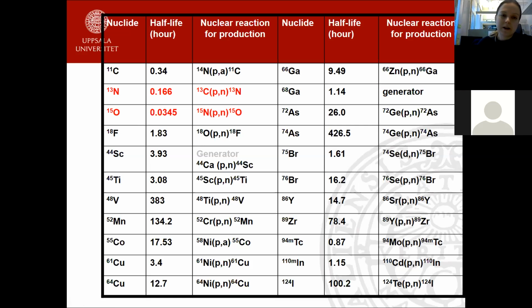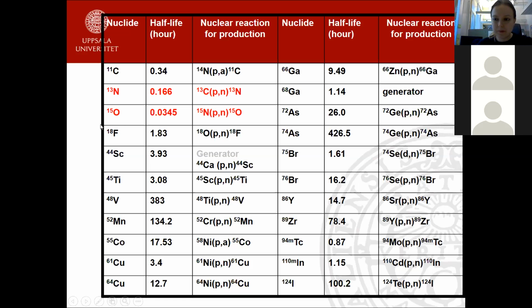So if the half-life of your nuclide is just minutes, it's very inconvenient to work with. So oxygen-15, for example, is used as radioactive water, and is actually used in Uppsala University Hospital as well. It's used as a tracer for measuring blood perfusion, for example, for measuring heart function, but oxygen-15 is not used for labeling of biological molecules.